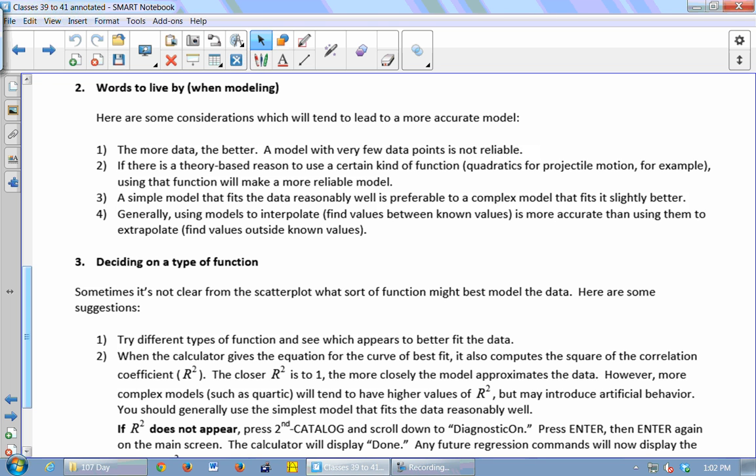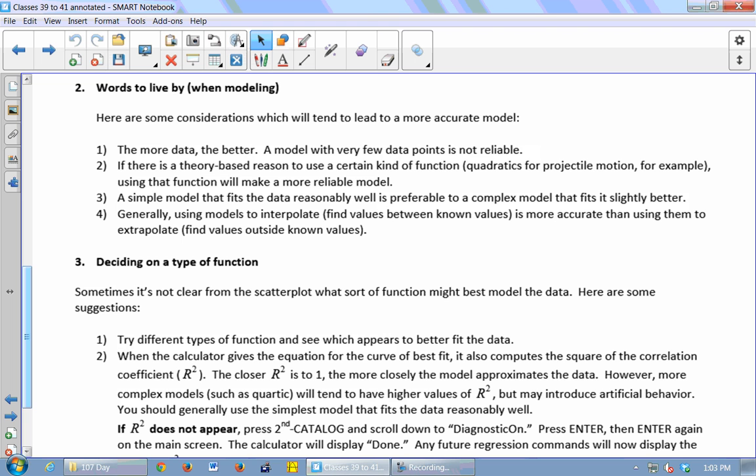When you're looking at real life data, the more data you have, the better. Right? So if you only have a few data points, modeling with just a few data points is often not very reliable. If there's a theory-based reason to use a certain kind of function, for quadratics for projectile motion, for example, if Newton discovered that projectile motion is governed by a quadratic function, use a quadratic function when you're doing your modeling, right?